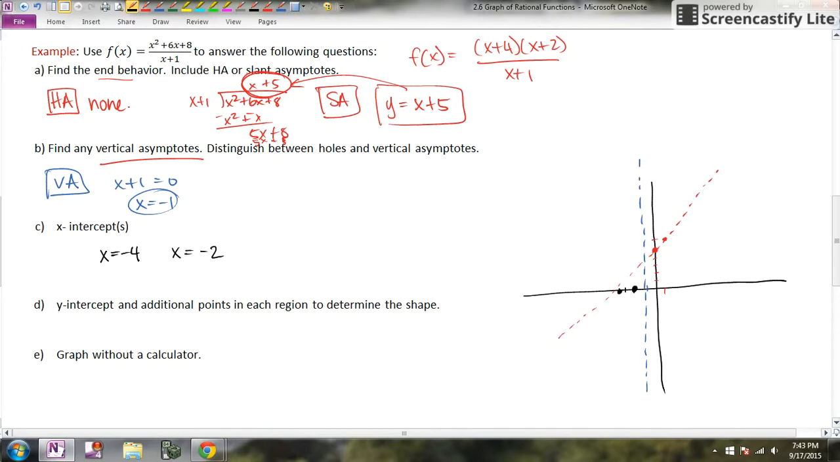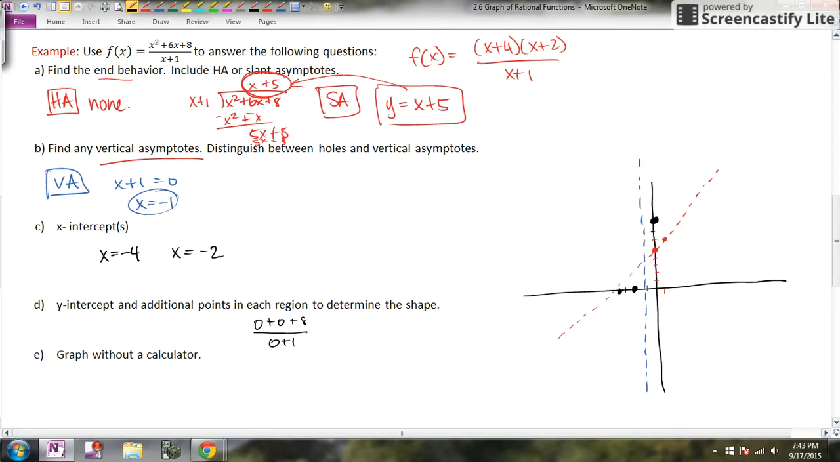Y-intercept would be when we plug in zeros for the equation. Probably easier to do in the original. So I would get 0 plus 0 plus 8 over 0 plus 1. So it's 8. So let's see, that was 5, 6, 7, 8. Right here is my y-intercept.